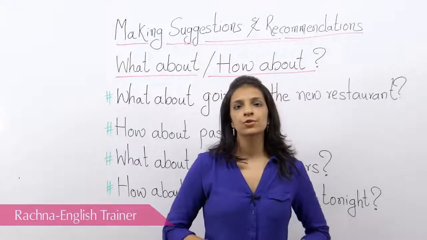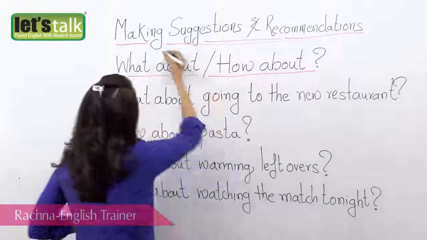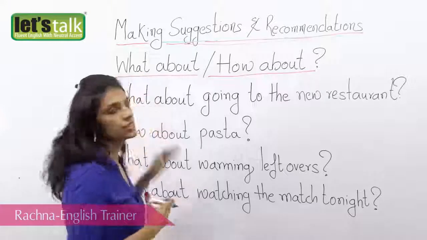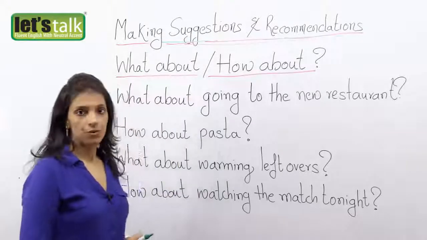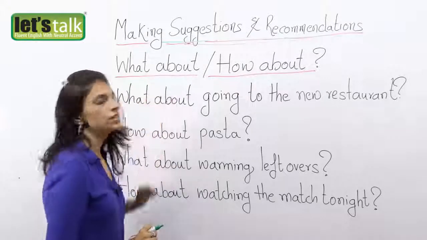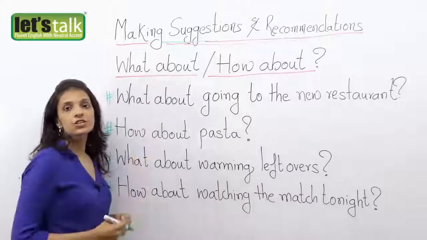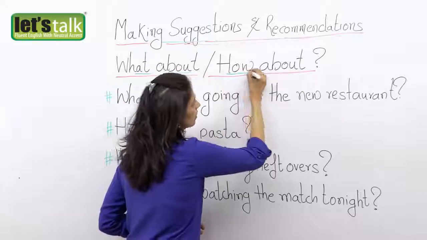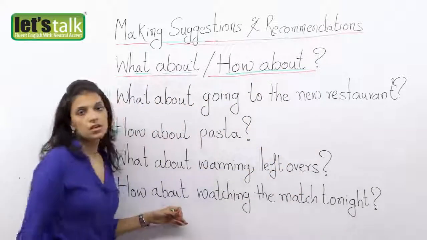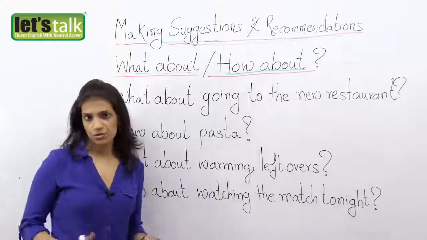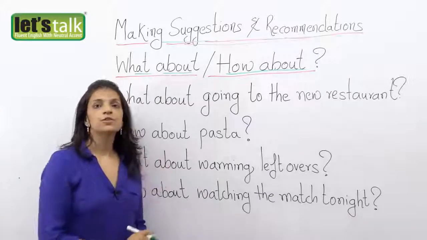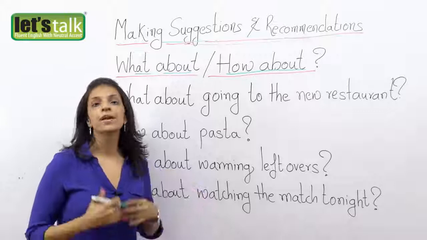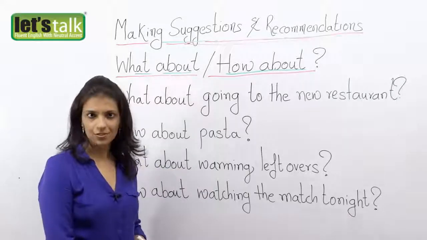In today's lesson, I'm going to teach you how to make suggestions and recommendations using different sentence structures. Okay, so we'll start with the first one. You can make a suggestion or a recommendation using what about or how about. Now this is a form of a question. Okay, so I have a few examples here for you. Let's see how we can use what about or how about when you make a suggestion or a recommendation.